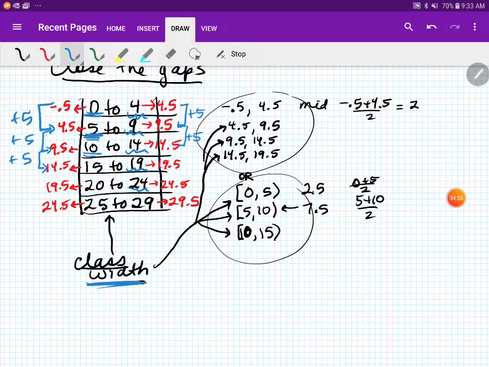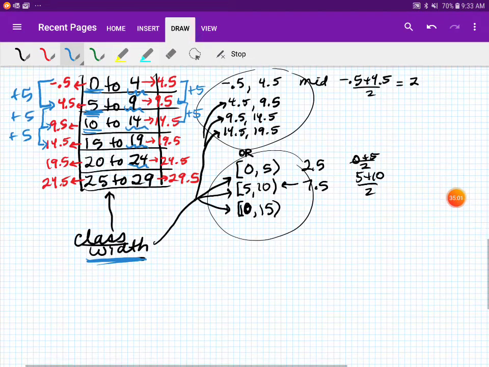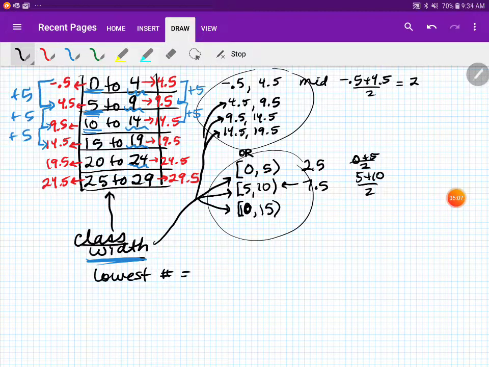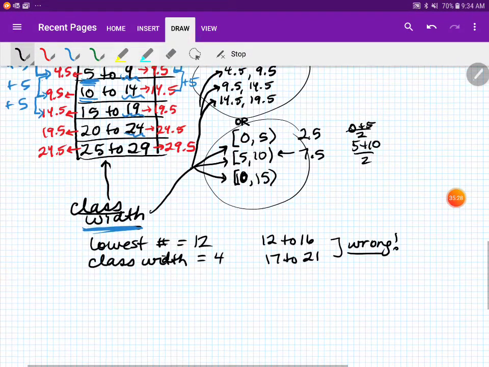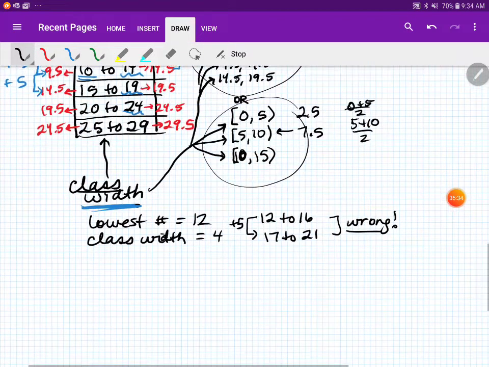I usually go one to the next number, so I don't have to close the gap if they're just asking me for the class width, or if they tell me a class width. So sometimes they'll tell me a class width. They'll say my lowest number is, say, 12, and the class width equals 4. And I'm thinking, okay, how do I do that? So if I go 12 to 16, 17 to 21, this is actually wrong, because 12 to 17 is plus 5, and I really wanted plus 4. So this way does not work.